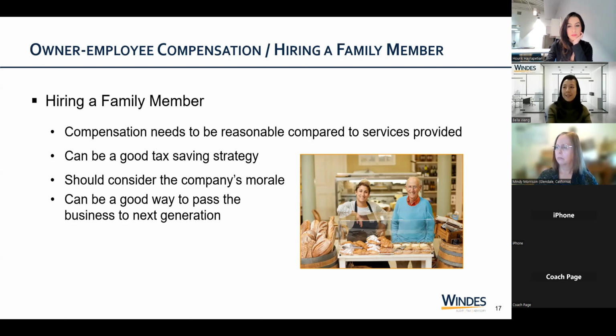And also, hiring your kids might be a good way for them to start learning your business, kind of get them in the door. If your goal is to grow your business and pass it on to the next generation, having them start getting involved in the business earlier is better.